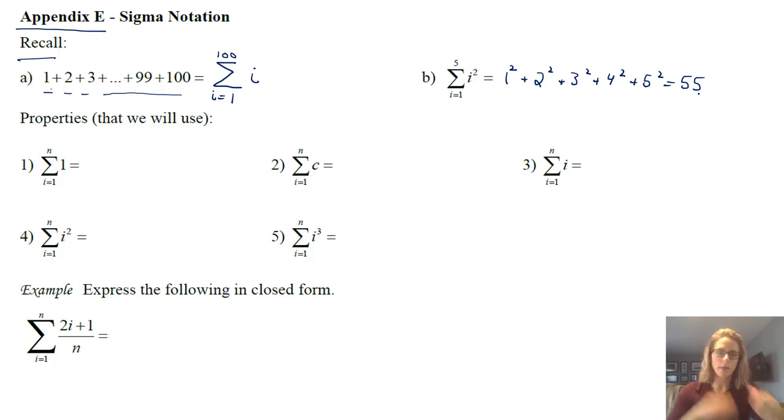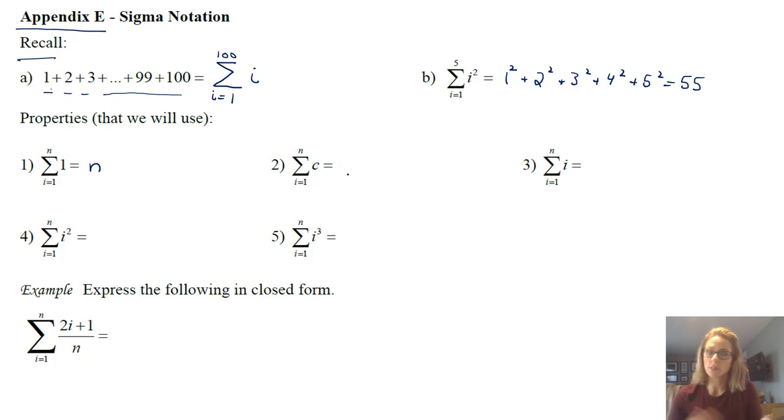So those are just 2 general ideas. What we're going to be using in this class, the properties that we're going to use, is the fact that the sum from i equaling 1 to n of just 1 is n. That's because this is really just 1 plus 1 plus 1 plus 1 plus 1 plus 1, n times, because there's no i in it. So nothing changes. It's just adding the same value over and over.